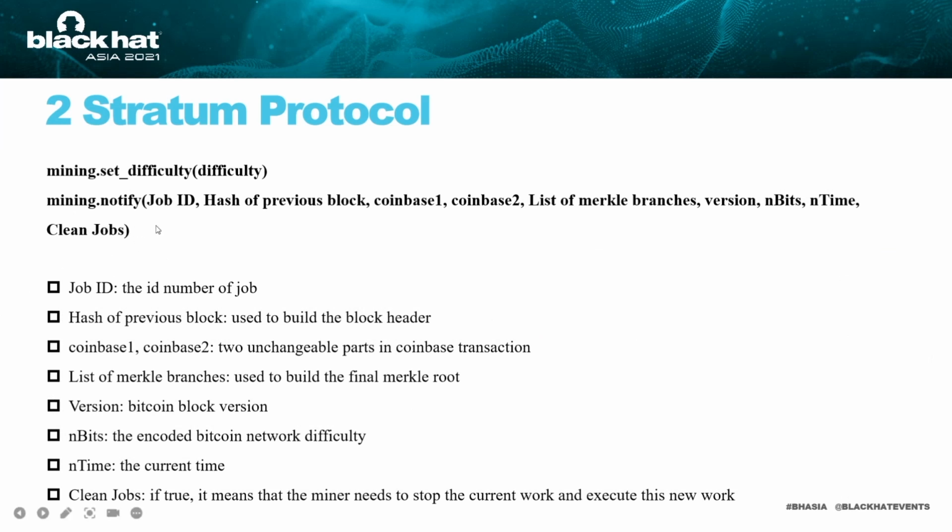The mining notify message contains several fields, such as the ID number of the job, hash of the previous block, Coinbase 1, Coinbase 2, list of Merkle branches, Bitcoin block version, the encoded Bitcoin network difficulty, and the current time. And the last field of the mining notify message is named clean jobs. Its type is Boolean. If true, it means that the miner needs to stop the current work and execute this new work.